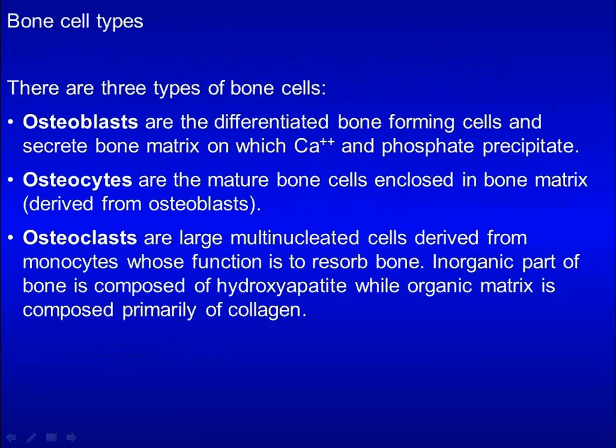There are 3 types of bone cells. Osteoblasts are the differentiated bone-forming cells, and they secrete collagen. Osteocytes are the mature bone cells enclosed in bone matrix. They are derived from osteoblasts. Osteoclasts are large multinucleated cells derived from monocytes. Their main function is to reabsorb bone. Inorganic part of the bone is composed of hydroxyapatite, while organic part of the bone is composed primarily of collagen.